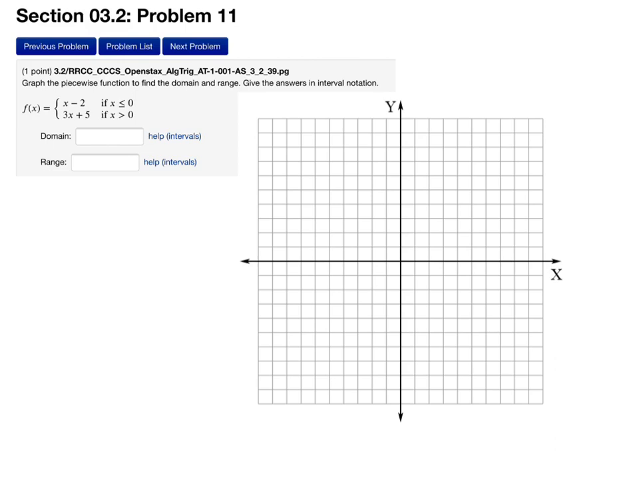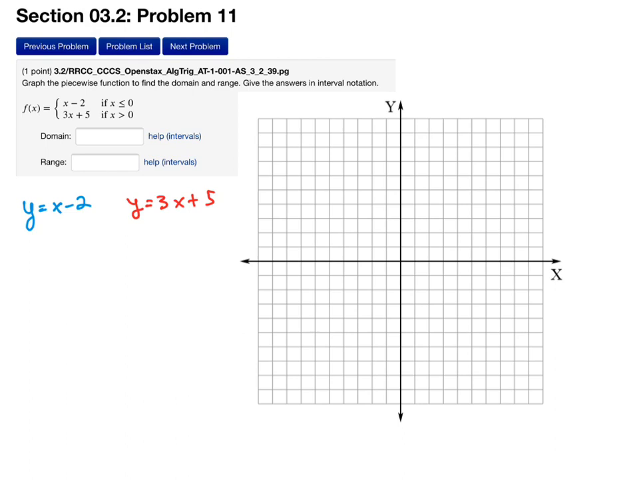Coming up with a graph for a piecewise function can be a little tricky. What you want to do is take each rule for the piecewise function. So the first one is x minus 2, and I'm going to write that as an equation. And then the second one is y is equal to 3x plus 5. So we're just going to graph each of these lines. Don't worry about the restrictions, the x less than or equal to 0 or x greater than 0.